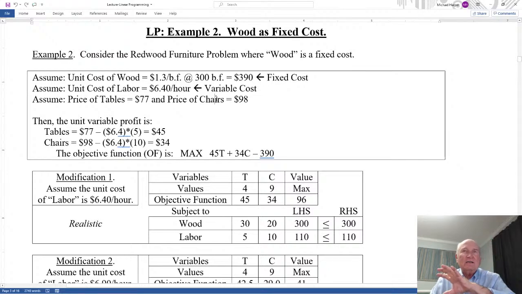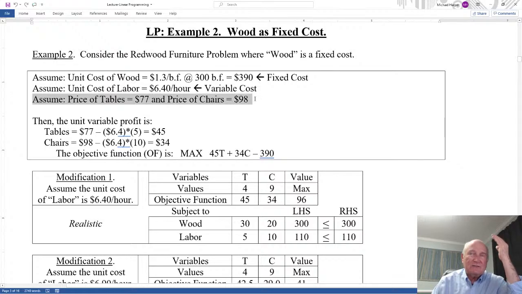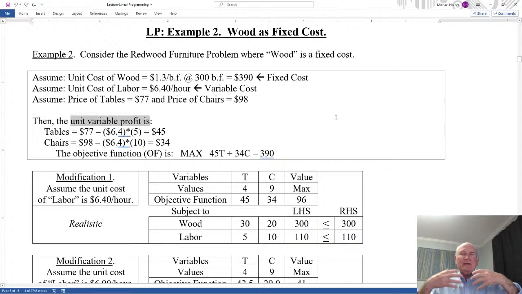Since I have cost, I need revenue. So my price of my tables I picked is 77, chairs of 98. I just arbitrarily picked those numbers. Okay. Now, what's my unit variable profit? In other words, if I start making tables and chairs, what's my variable profit? I know what my fixed cost is. What's my variable revenue?